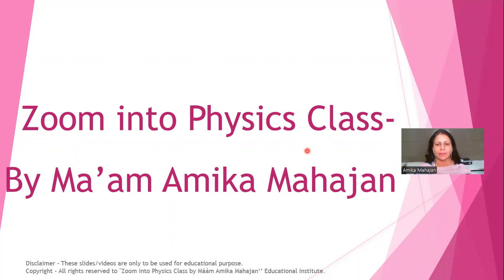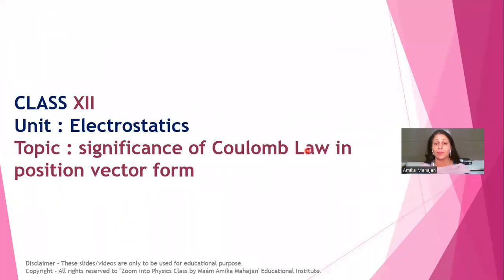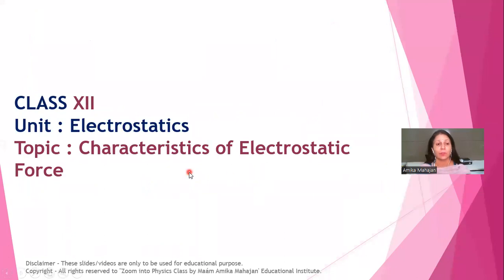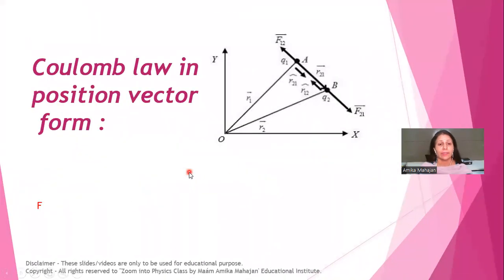Welcome to my channel. In this video, I'm going to discuss the significance of Coulomb's law in position vector form and what the characteristics of electrostatic force are. To understand the significance of Coulomb's law in position vector form, let's come to this diagram. A and B are two points represented by position vectors R1 and R2, where charges Q1 and Q2 are present.